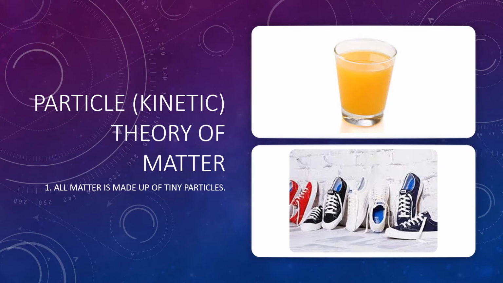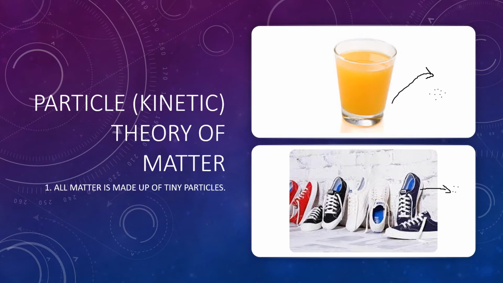Now, when we're using the particle theory of matter to explain matter, let's take this glass of orange juice. When we are referring to the particle theory of matter, what we're saying is that this orange juice consists of tiny particles. Of course, we can't see those tiny particles with our naked eyes, but we believe that it is made up of tiny particles. Another example can be a pair of shoes, and those shoes will in fact consist of tiny particles as well.